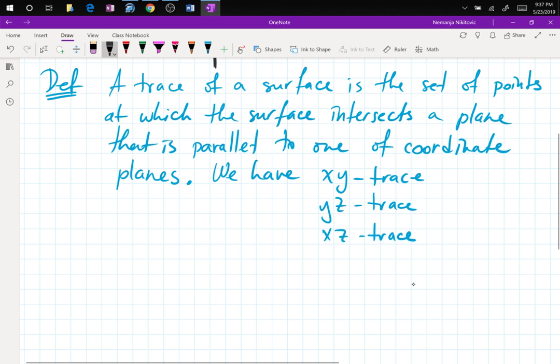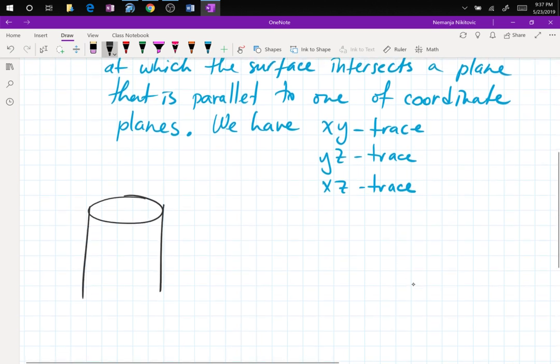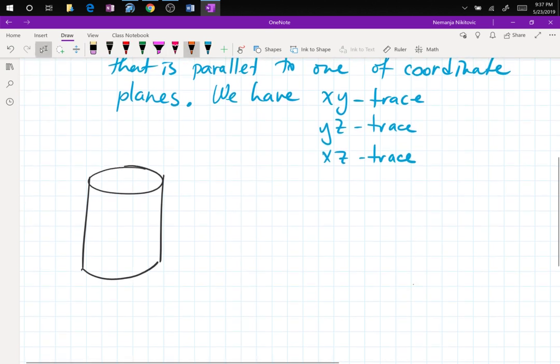So I'm going to draw a cylinder over here and say, let's go with blue. If I cut with the xy plane, the trace is a circle in this case. Different shapes will have different traces. So a trace is synonymous with a cross section.